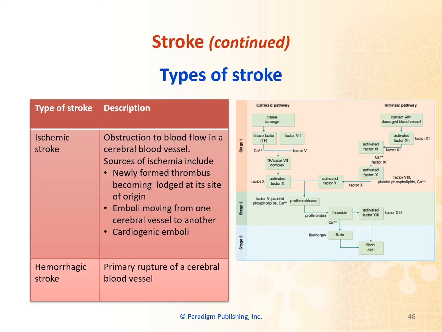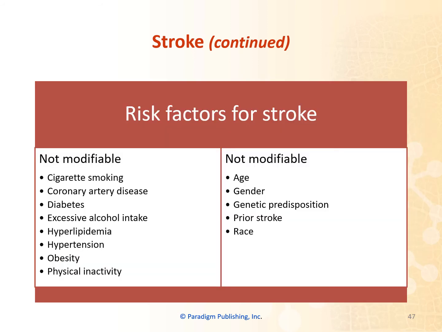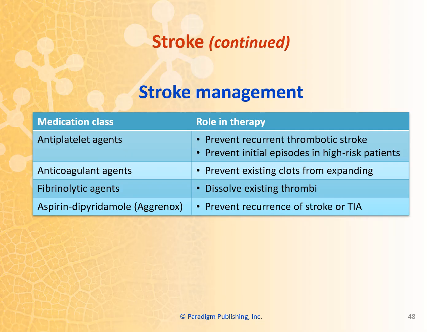There's different types of strokes here that are discussed. There's different risk factors for strokes. Modifiable: cigarette smoking, coronary artery disease, diabetes, excessive alcohol intake, hyperlipidemia, hypertension, obesity, and physical inactivity. Not modifiable: age, gender, genetic predisposition, prior stroke, and race. Stroke management, there's different medication classes here that are used to treat those: the antiplatelets, anticoagulants, fibrinolytic, and aspirin dipyridamole.